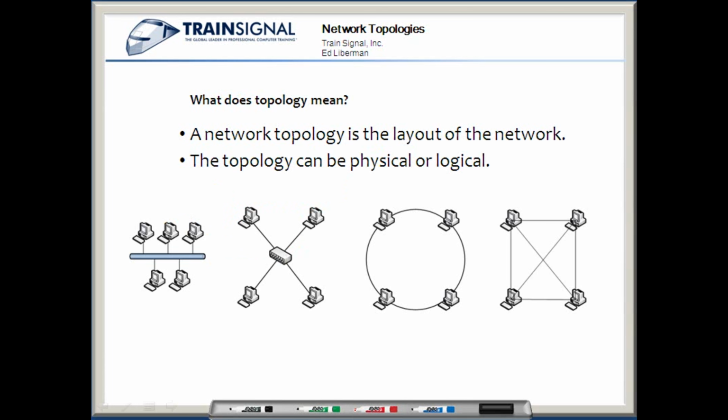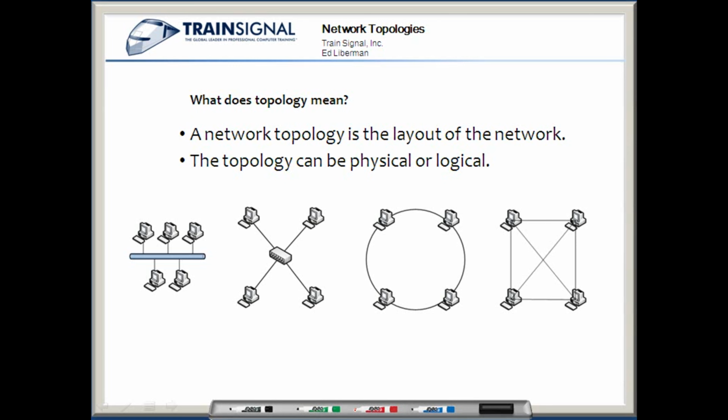So first of all, what does topology mean? Well, a network topology is the layout of the network. Now, a topology can be physical or logical. And here on the screen I have some drawings of some of the physical topologies that we're going to go over in just a moment.